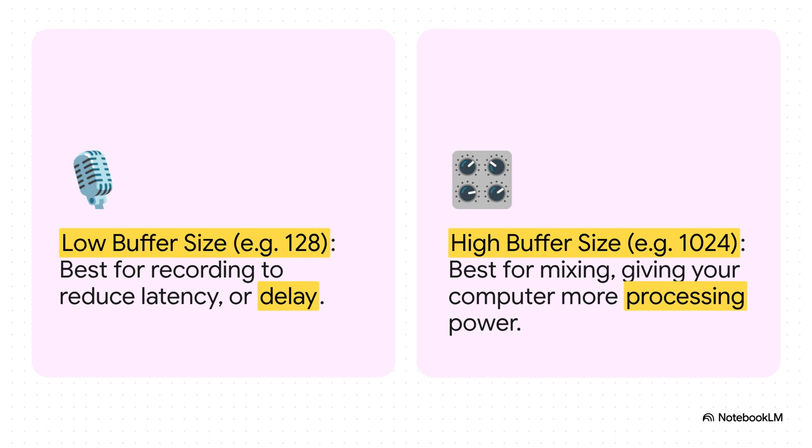Here's the rule. When you are recording anything, vocals, guitar, MIDI, you want a low buffer size, like 128. This gets rid of that horrible delay, the latency. But when you start mixing and your project is full of plugins, you need to crank that number up to something like 1024 to give your computer the processing power it needs to keep up.